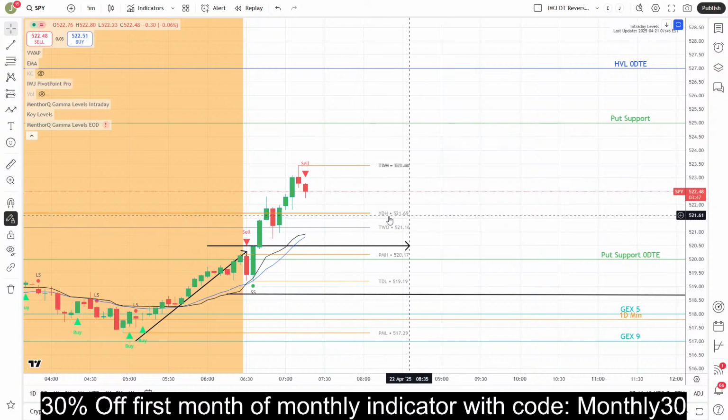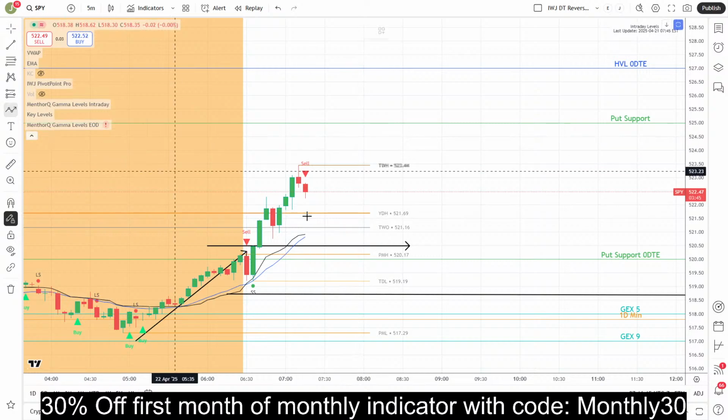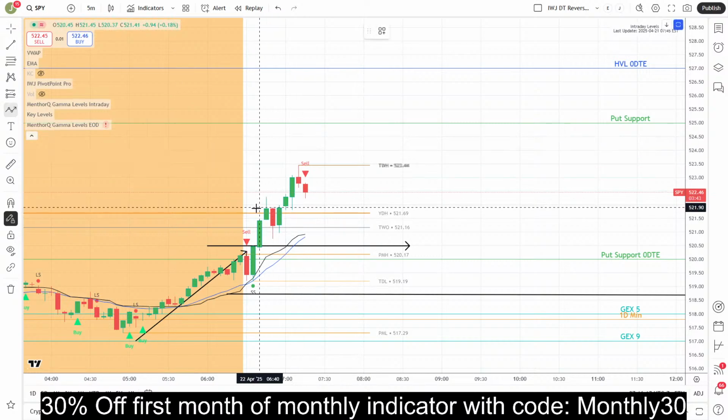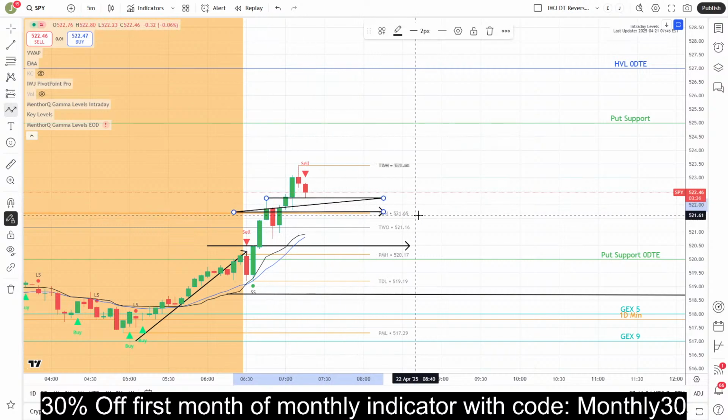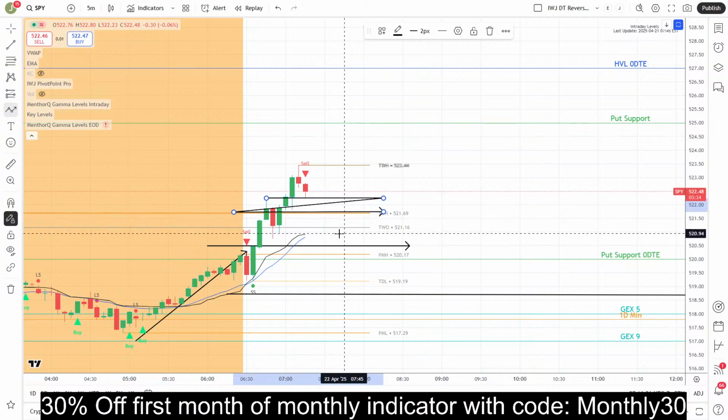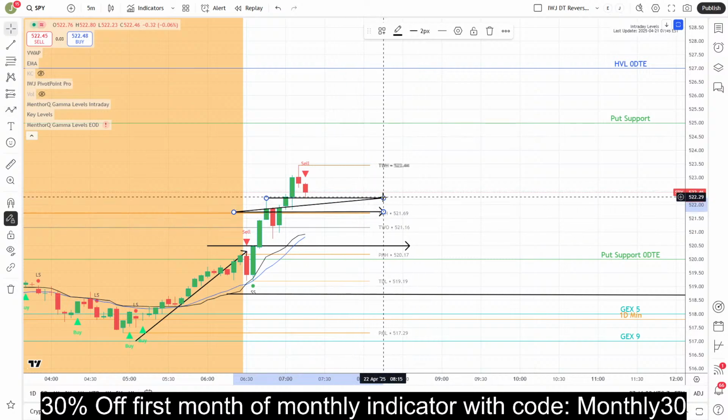There's going to be two main issues for the bears before they get to VWAP. They got to get through here. Well, this break up candle here, and then they got to get through this one here. If they get through this pre-market high at 521.69, they should come down and tag VWAP. But they got to get through those two zones first.